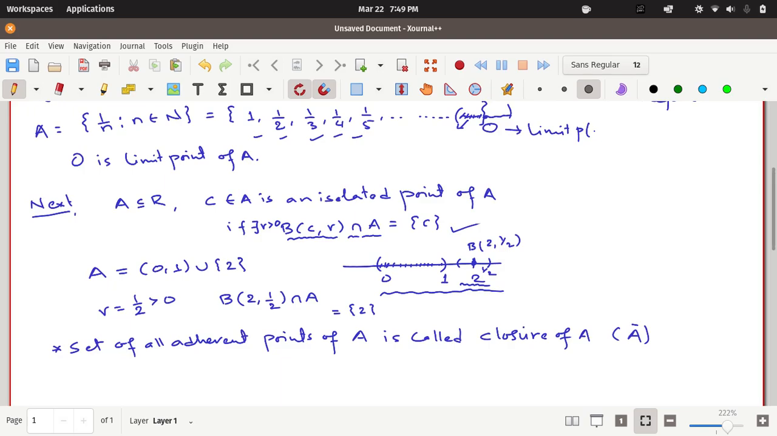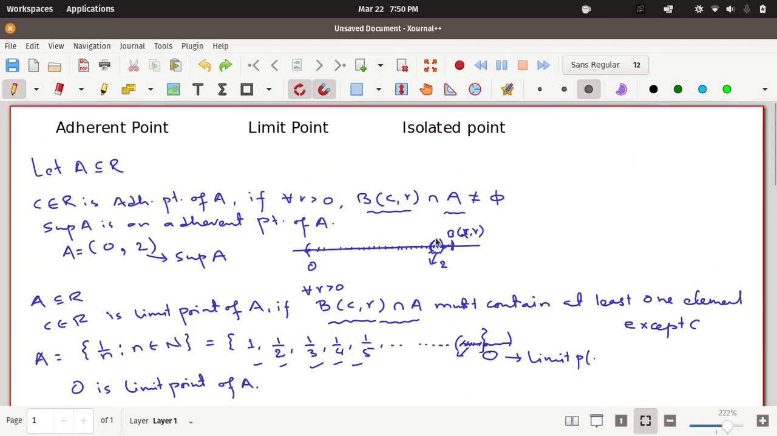Similarly, the set of all limit points of a set A is called the derived set of A, and it is denoted by A dash. So this is all about adherent point, limit point, and isolated point.